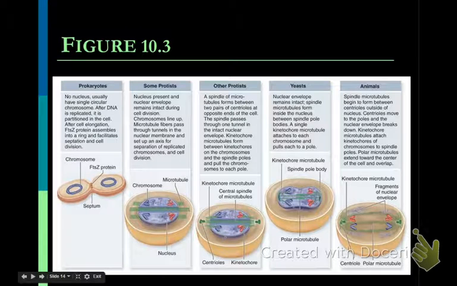This is the picture just from the book. This actually is a picture about how we know... the book goes really in-depth into what's called the FtsZ protein. Don't worry about this one. I don't think you really need to understand that, and I'm not going to test you on that idea.